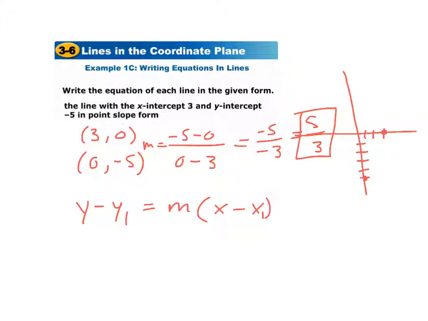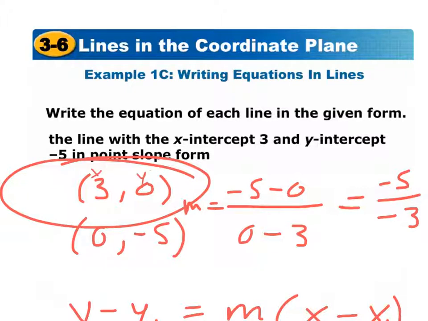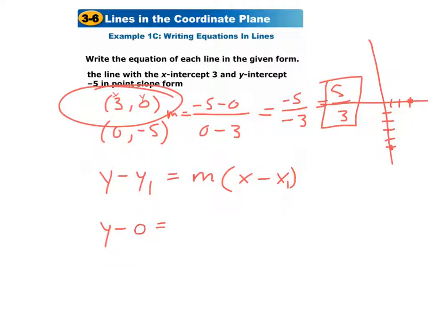Perfect. So do we have everything we need to plug in now? Yes. So what's our y1? It's 0 or 3. Which one? It's 0, so we're using this point. This is our x, 3. This is our y, 0. What's our m? It's 5 over 3. Then x minus 3. Perfect.